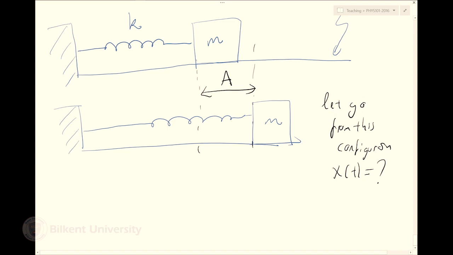Well, intuitively, I know what's going to happen, right? All of us have tied some mass to a spring, even if we don't realize it. It's going to do oscillations. It's going to go back and forth. But now let's try to put some mathematics into this.